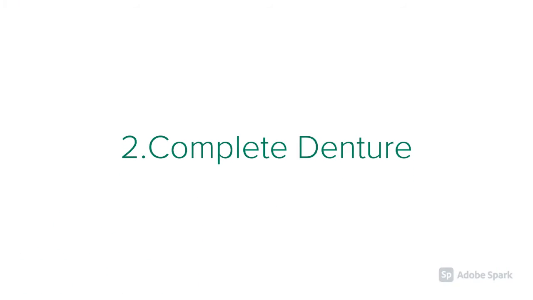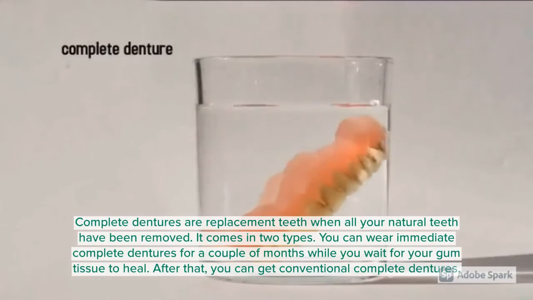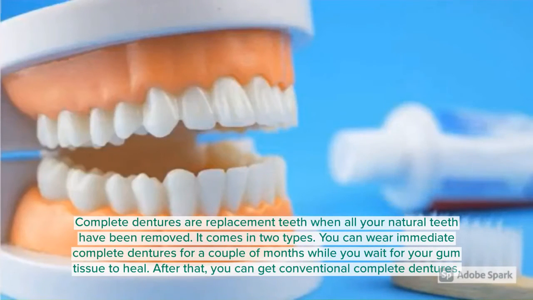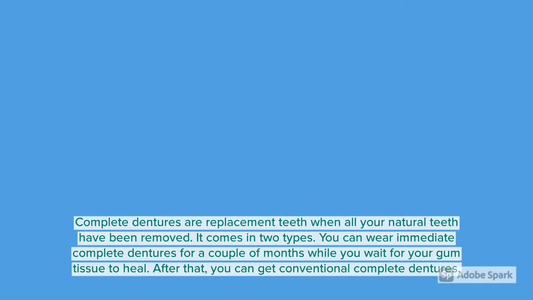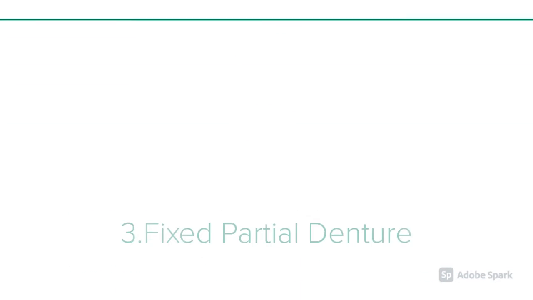Second is complete denture. As I told you before, complete denture means replacement of all the teeth. Complete dentures are replacement teeth when all your natural teeth have been removed. It comes in two types. You can wear an immediate complete denture for a couple of months while you wait for your gum tissue to heal. After that, you can get conventional complete dentures.